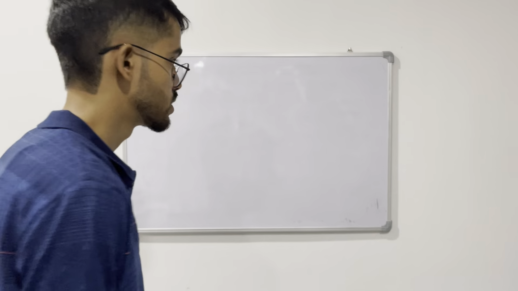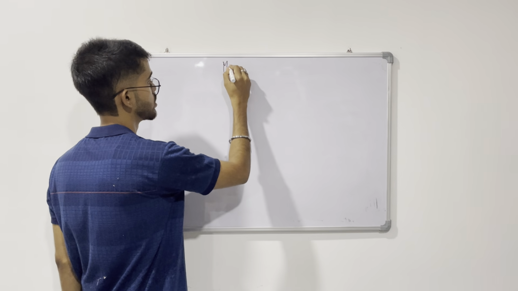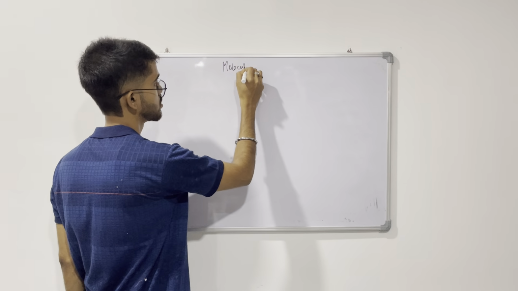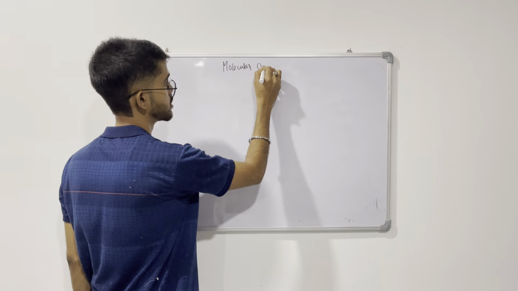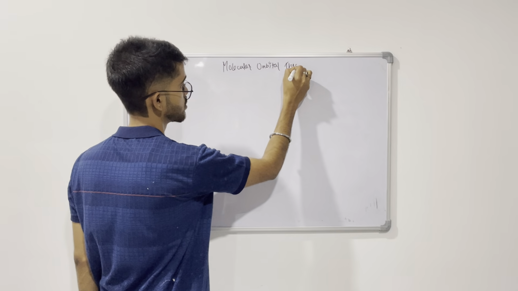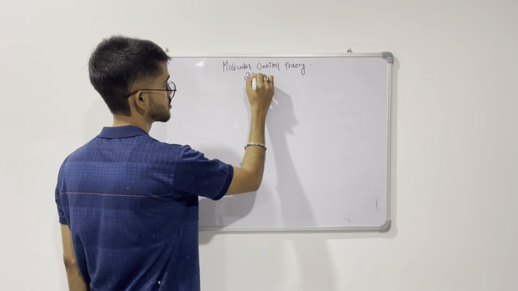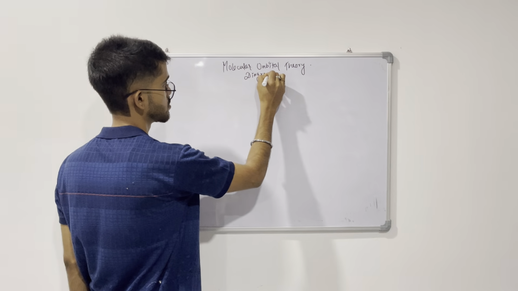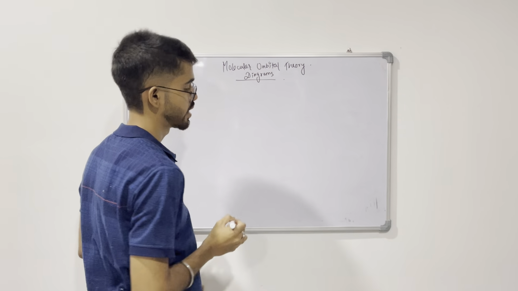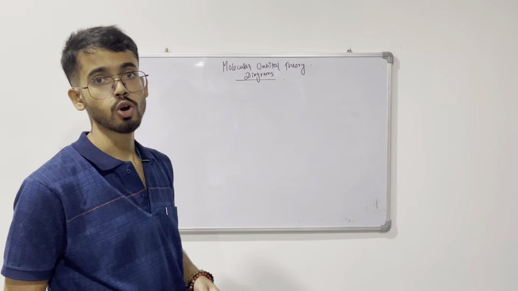I would like to continue with the molecular orbital theory diagrams. So I have given some of the diagrams of some homonuclear molecules.